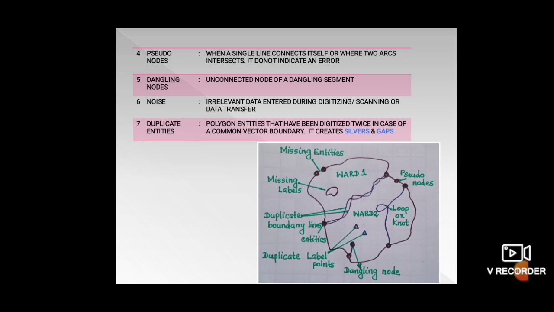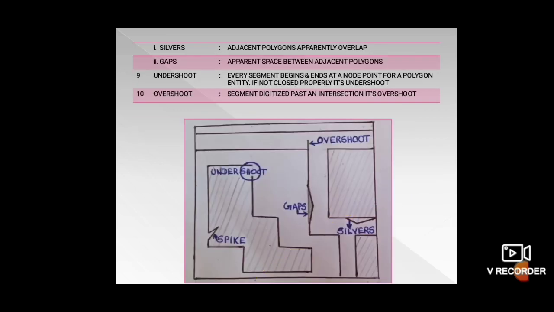These types of duplicate entities create two types of errors. One is called slivers and the other is called gaps. What is a sliver? Look at the diagram here. The diagram shows an area or a plot. In that plot, some areas have been shaded and some areas we can consider as a road or a common boundary between the other plots.